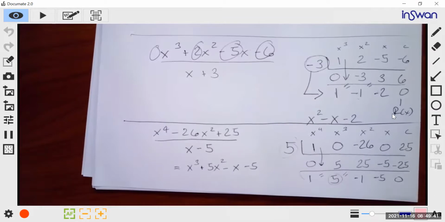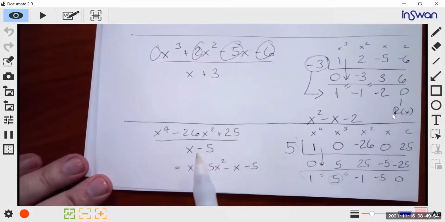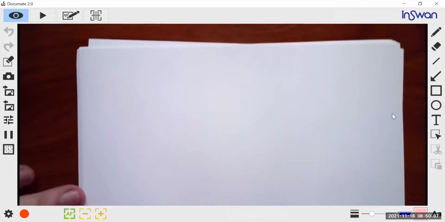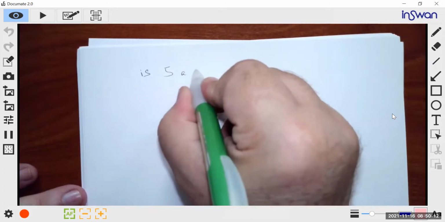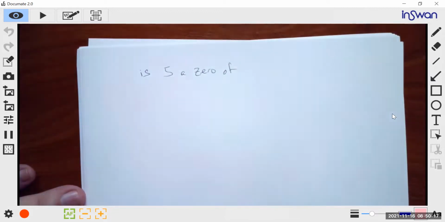But you have to know how to do long division in case the denominator has a coefficient or an exponent. So if you're given the equation of the denominator, asking is this a factor, you have to solve it and do that. But originally, the question was, is 5 a 0 of that polynomial?